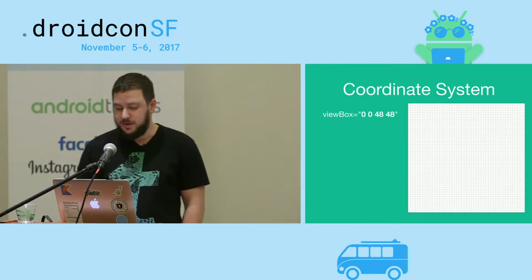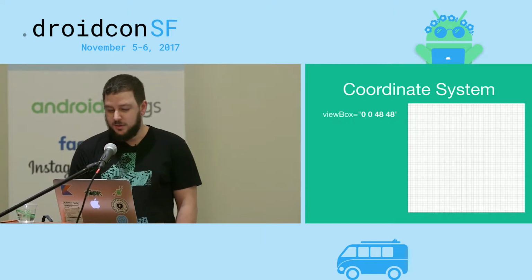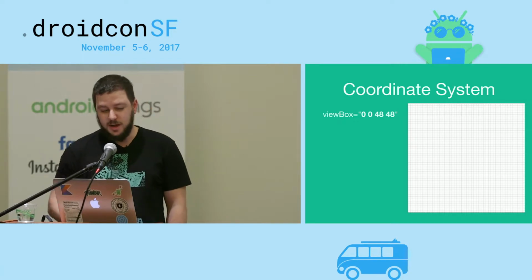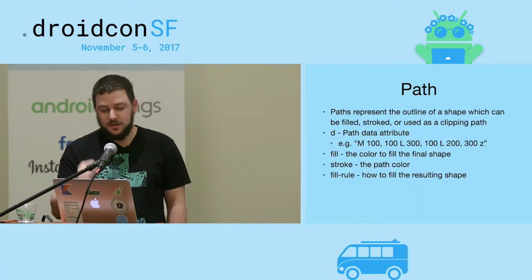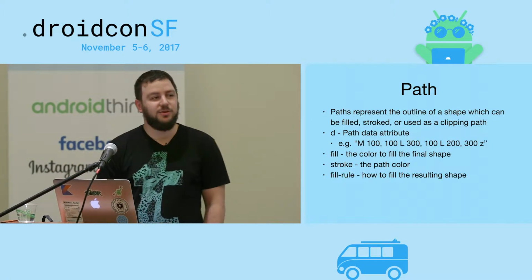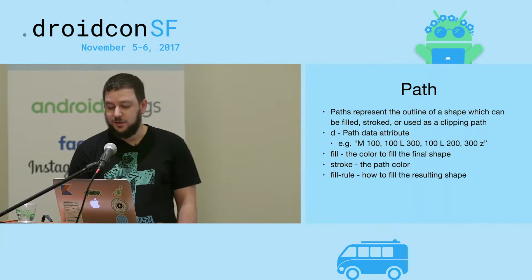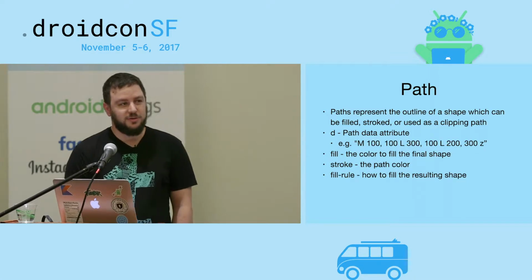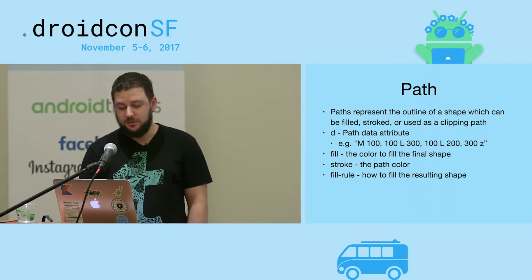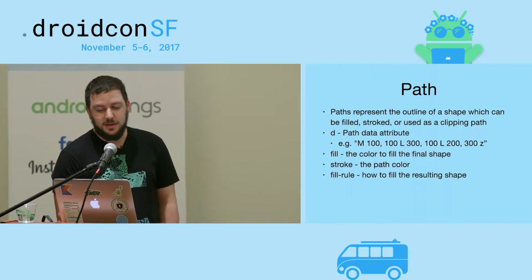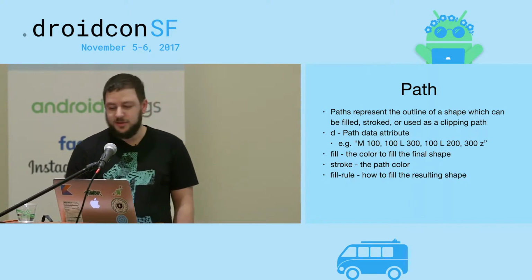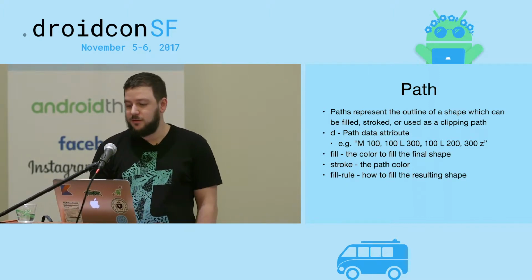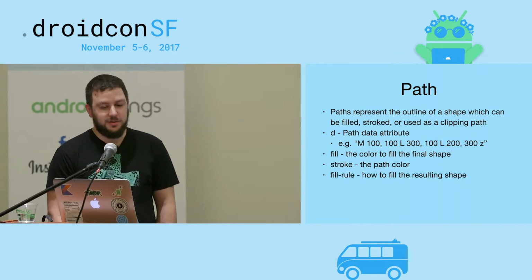Okay, so now that we have our grid, how do we actually draw something? Well, SVG has many different commands that it can use, but arguably the most flexible and most interesting is the path element. Paths represent the outline of a shape, and it can be either filled, stroked, or used to clip other paths, or any combination of the three. The D attribute, also known as the path data, is a string of letters and numbers that describe commands for the computer to follow when drawing.